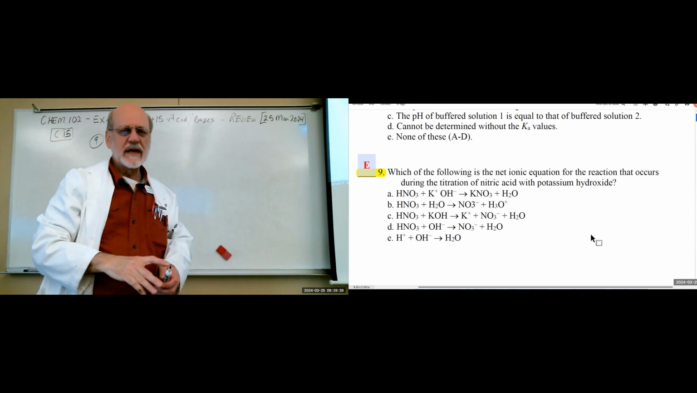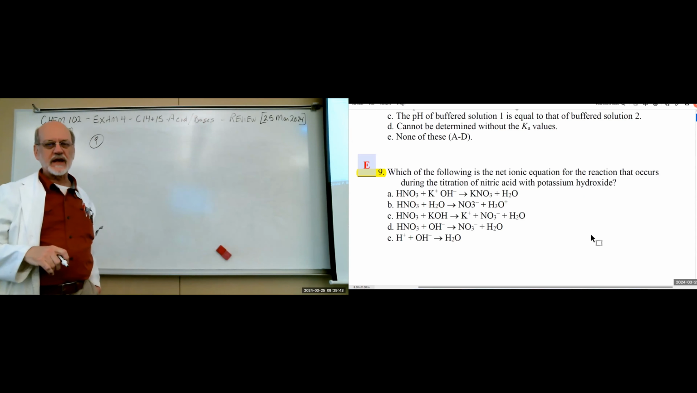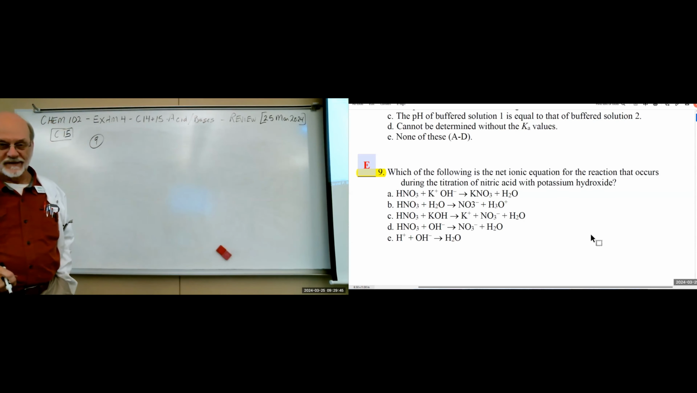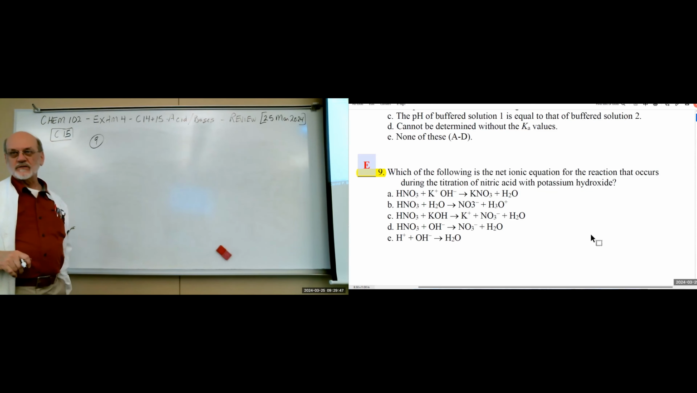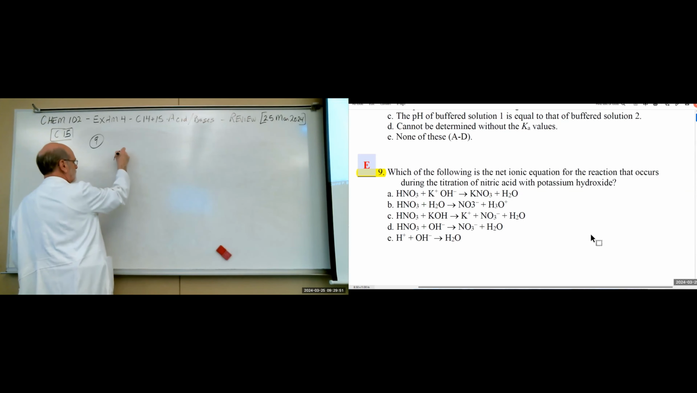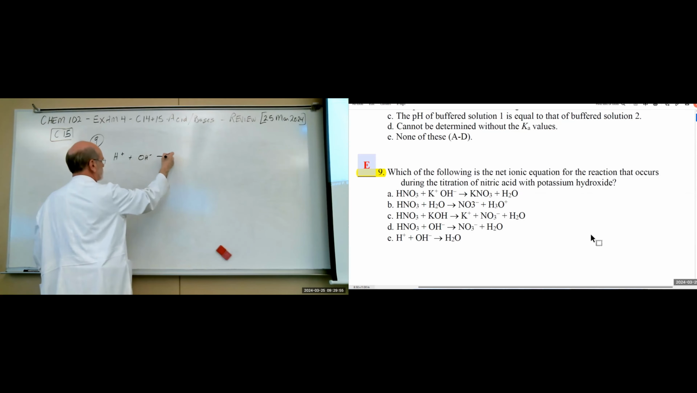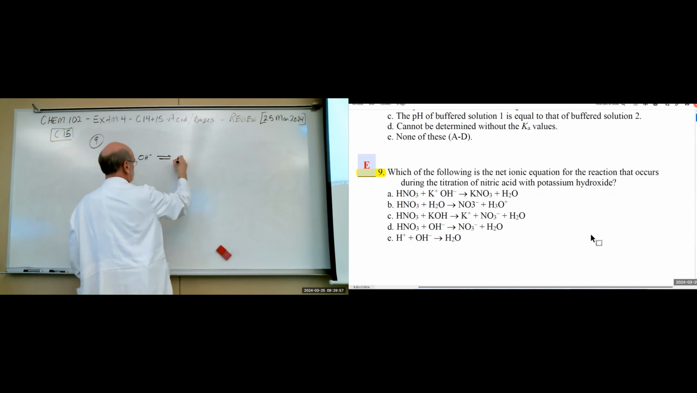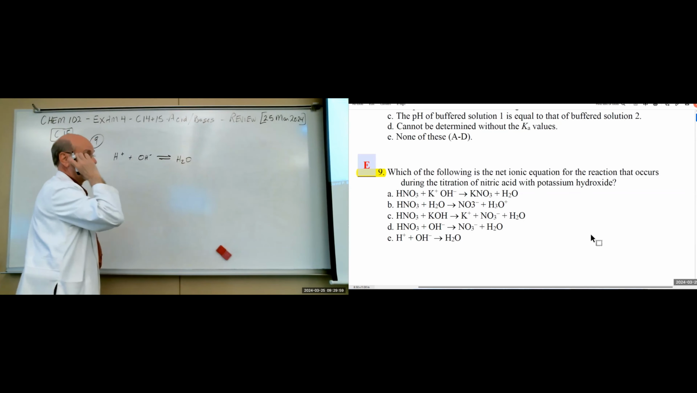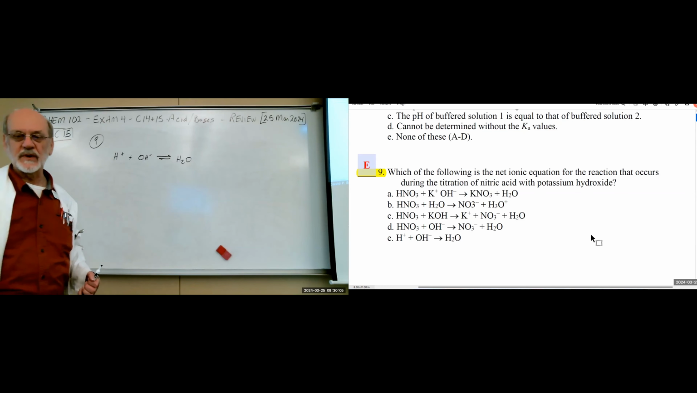Which of the following is the net ionic equation for the reaction that occurs during titration of nitric acid and potassium hydroxide? What's the net ionic equation for any acid-base reaction? Protons and hydroxyls make water. That's the net ionic equation for any acid-base reaction.